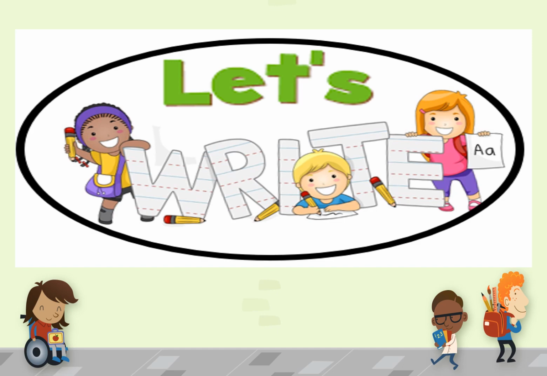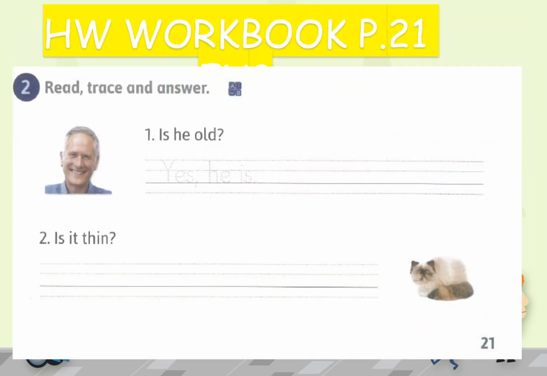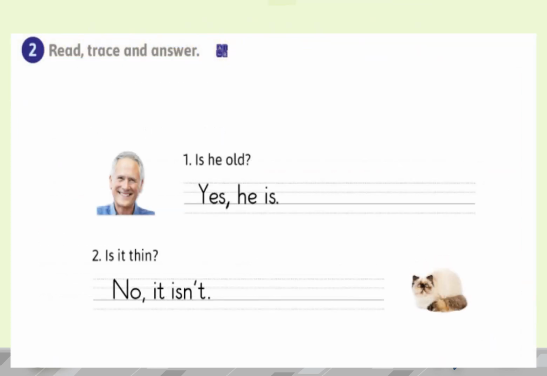Let's write. Read, trace, and answer. Is he old? Yes, he is. Is it thin? No, it isn't. It's fat. You can write it and do it as homework at home. Check your answer. Yes, he is. No, it isn't.